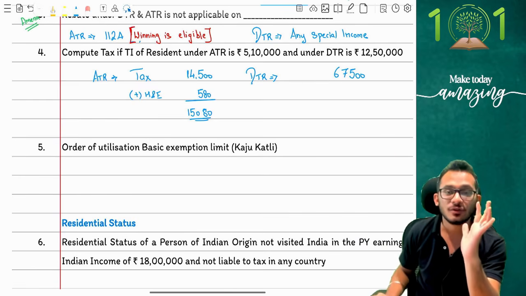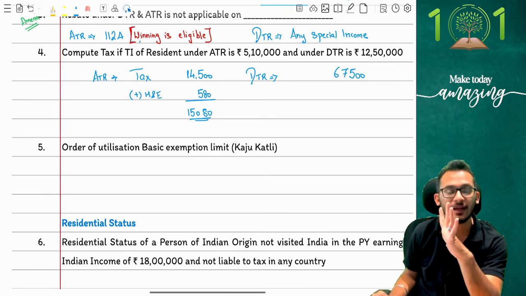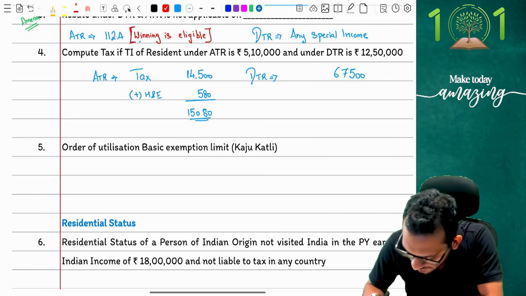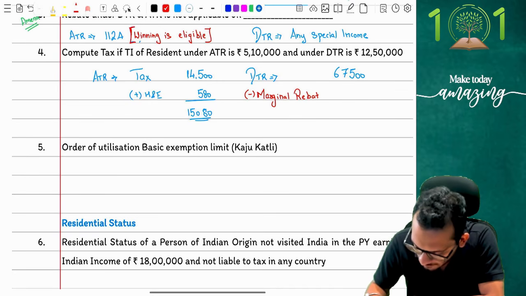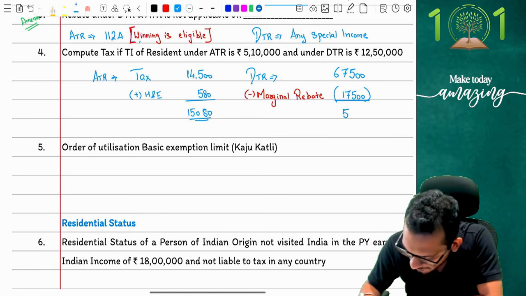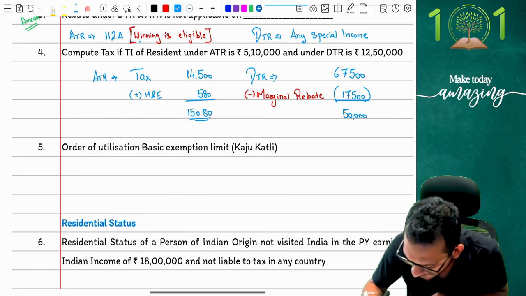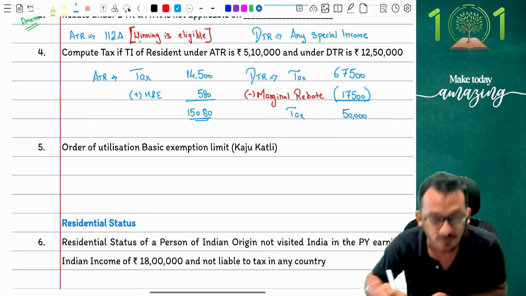Agreed, not agreed? Yes. So you have gone and told the department that, sir, 50,000 rupees I will surrender, but 17,500 I am not paying to you, which means I need a relief of 17,500, and that is what we discussed in class as what we call marginal rebate. So I'm not going to be giving you tax on marginal rebate, which means you are now going to get an exemption of 17,500 rupees, making your tax liability 50,000 rupees. That's the tax payable. Agreed, not agreed? Yes, that is how the conversation will look like. Any doubts on this part, people?